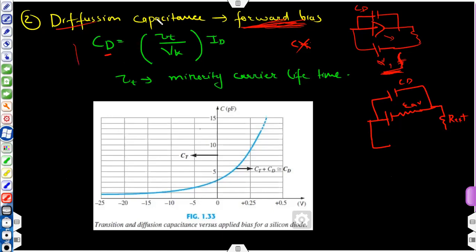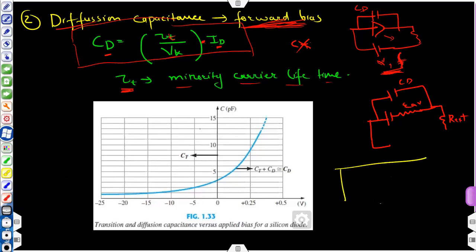Again, we will be ignoring the derivation because it is beyond the scope of this subject. So CD is defined as tau T divided by VK multiplied by ID. ID you can calculate by the Shockley equation. VK is the value of the voltage. This is the new parameter tau T, which is defined as the minority carrier lifetime. Now let us see what is the meaning of this minority carrier lifetime.